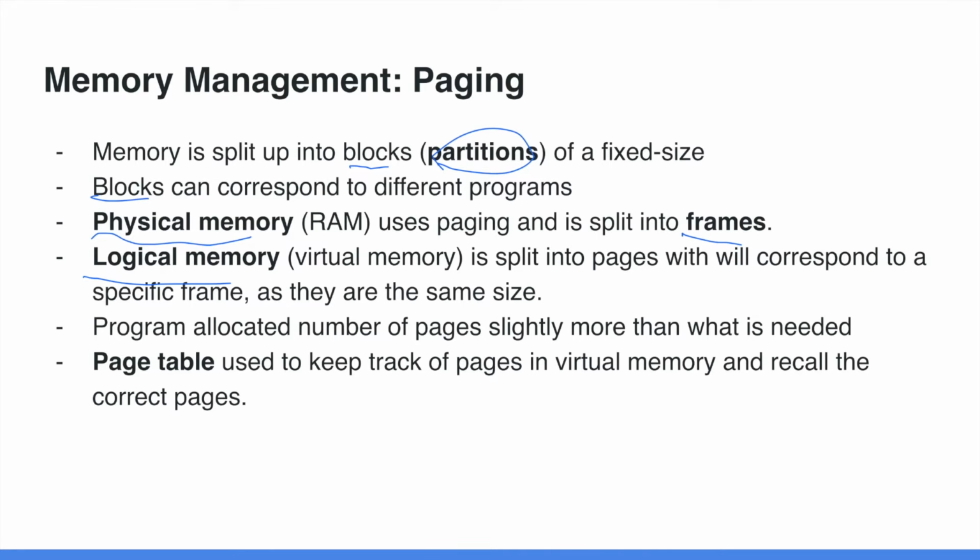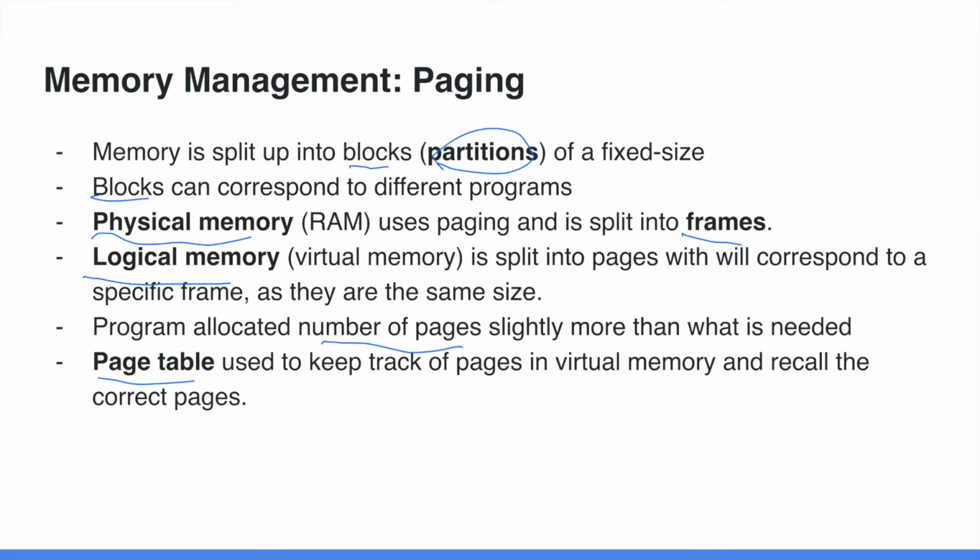Now, programs are generally allocated a number of pages, so blocks of data, that are slightly more than what is needed, and a page table is used to keep track of pages in virtual memory and recall the correct pages. So a page table serves as a ledger or an organizational tool for us to keep track of what pages match up to what programs, and allow us to recall the correct pages when they need to be used currently by the user.